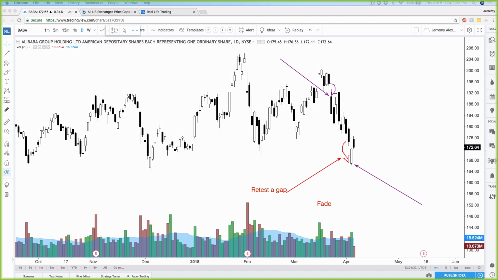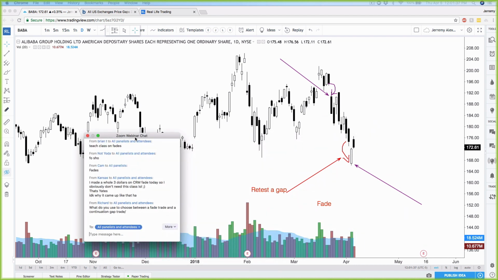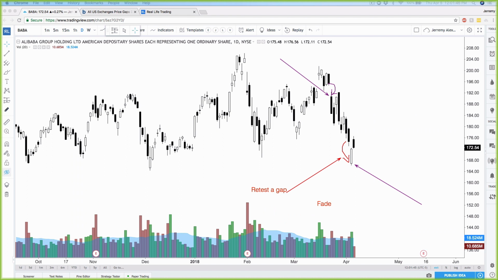So the question that Richard is asking is, what do you use to determine between a fade trade and a continuation gap trade? So that's really what this program, this class is about right now, is when do you determine that? And it all comes down to sentiment.